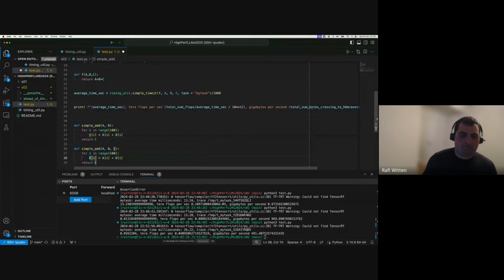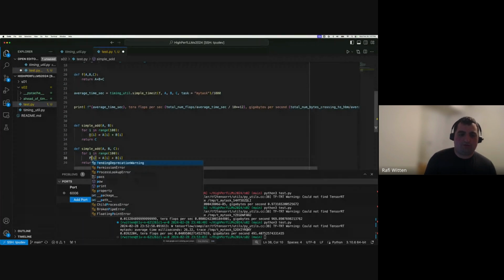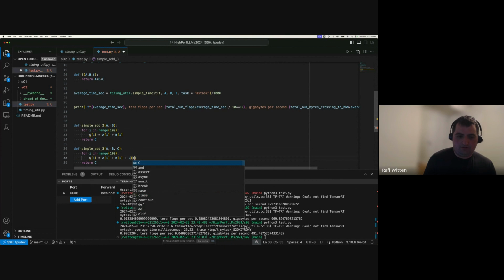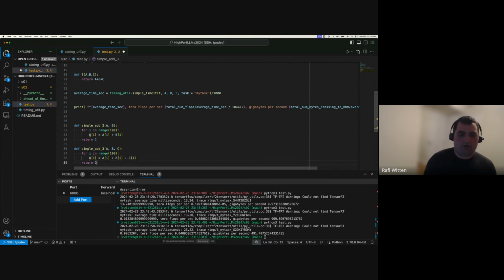And instead of calling simple add 2 twice, let me make this a little bit clearer. I'll write simple add 3 for you, and then we can do that just like this, and we will return out. So it's totally something you could imagine programming by hand, but it is a little bit obnoxious.